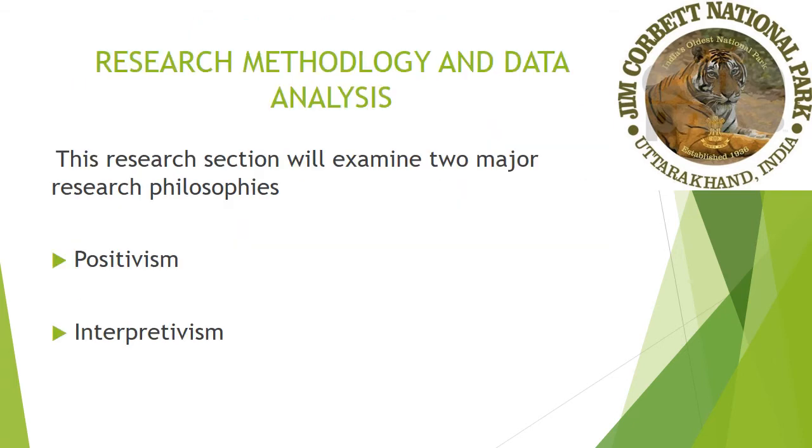Research methodology and data analysis. This research section will examine two major research philosophies: one is positivism and the second one is interpretivism. For positivism, I will be using the number of visitors or tourists visiting the national park and financial data as per the season, to do statistical and critical analysis to understand in which month they have a higher number of visitors and how higher numbers of walkers are affecting the protected area and local community.